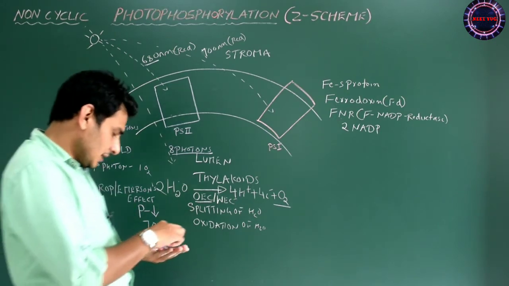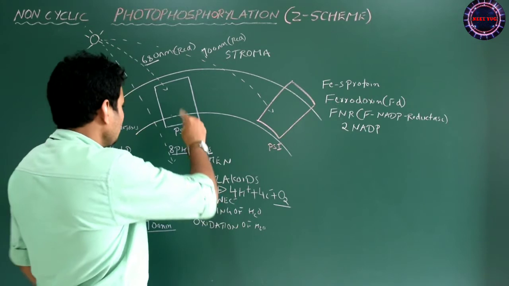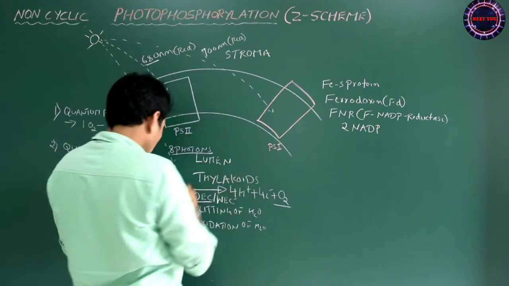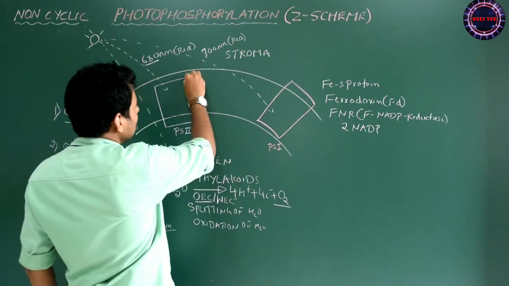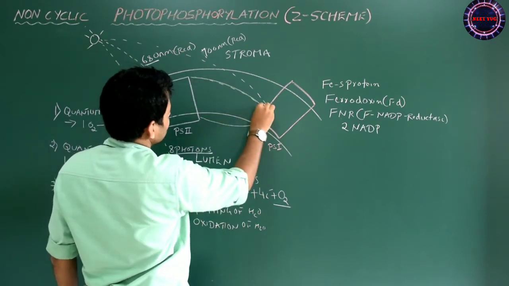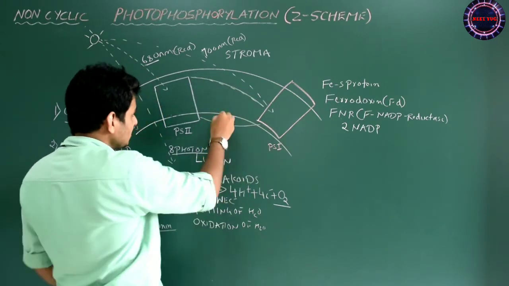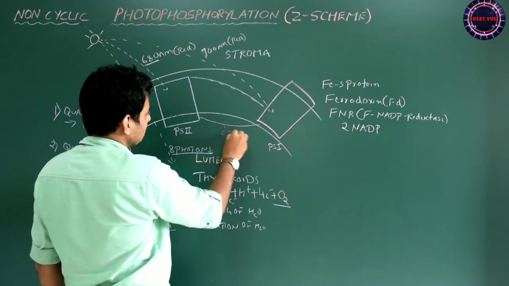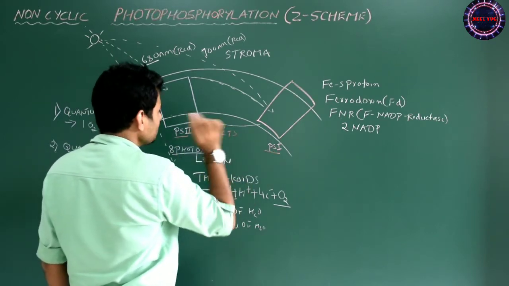Note this point. Now between PS2 and PS1, what is there? You see a system that is called electron transport system. Let me use white color here. This is now the electron transport system that is present between these two photosystems.